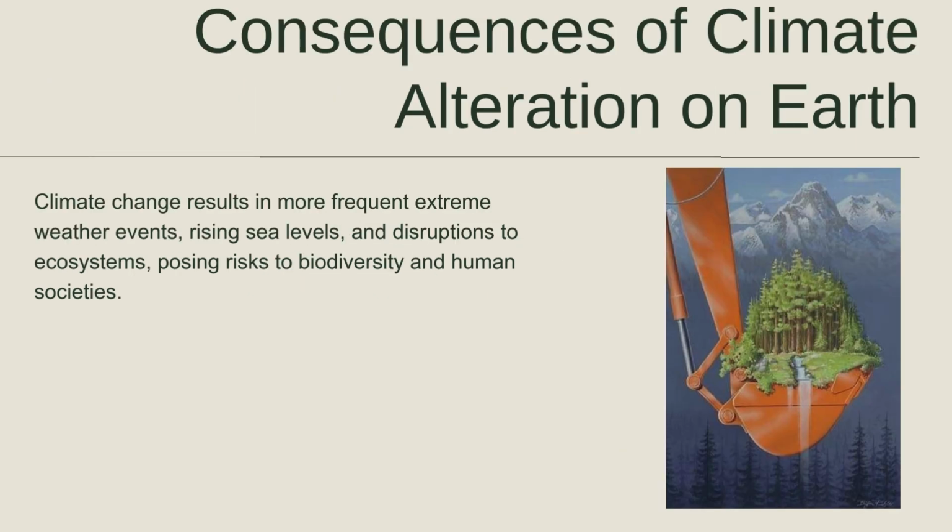Consequences of climate alteration on Earth. The effects of climate change are far-reaching. We see more frequent and intense extreme weather events such as hurricanes and droughts. Sea levels are rising due to melting glaciers, and ecosystems are becoming disrupted. This threatens biodiversity, agriculture, and human settlements, increasing risks for our future.